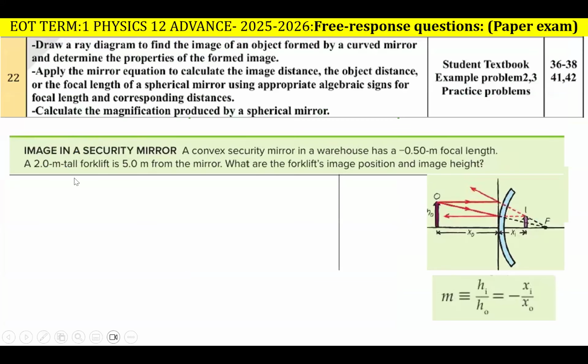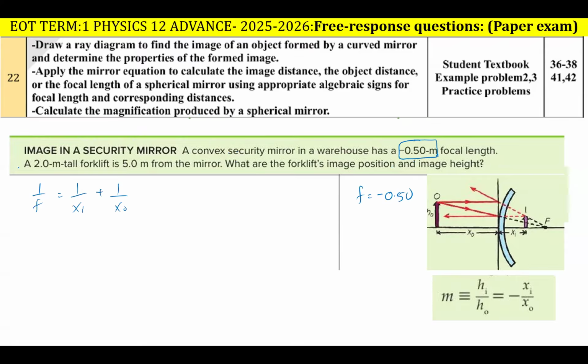The next one: a convex security mirror in a warehouse has a minus 0.50 meter focal length. A 2 meter tall forklift is 5 meter from the mirror. What are the forklift's image position and image height? So we use the same equation, 1 by f equals 1 by xi plus 1 by xo. The focal length is already given as minus, so no problem. Otherwise, you need to put minus here. So f is equal to minus 0.50.